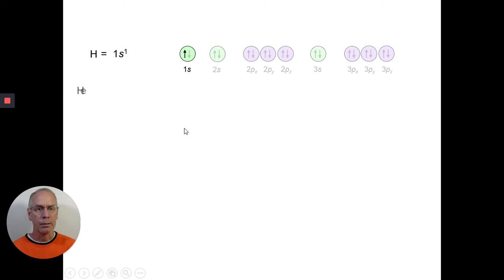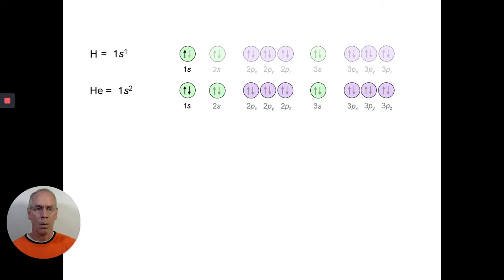If we were to do the next element, helium, it has 2 electrons, so when those go in, it's 1s2. I don't need to use any of the other available orbitals. Okay, so those are all empty. When I do lithium, it's 1s2, 2s1. 3 orbitals, excuse me, 3 electrons. So they go in.